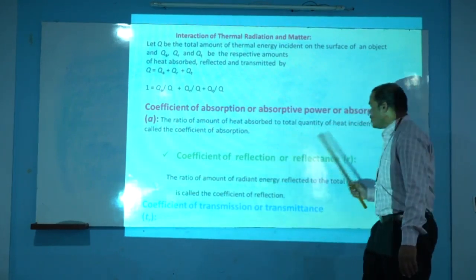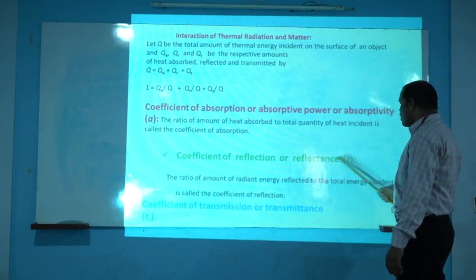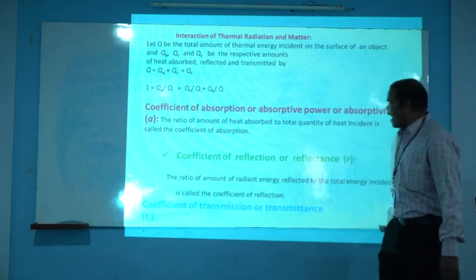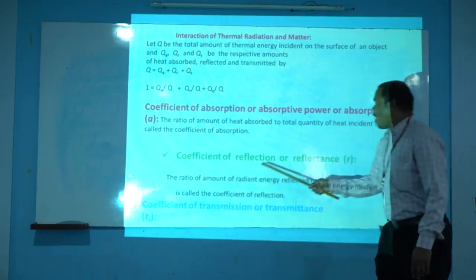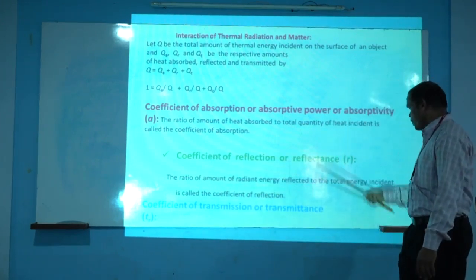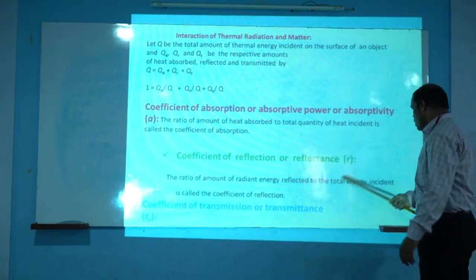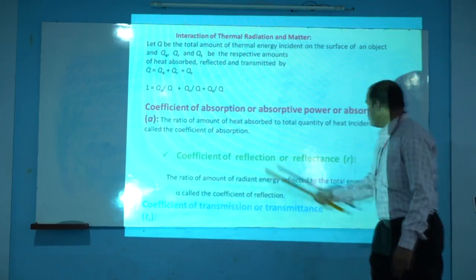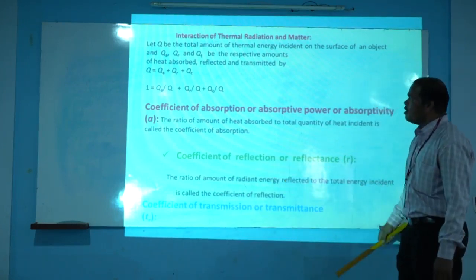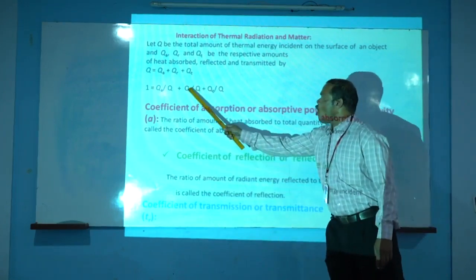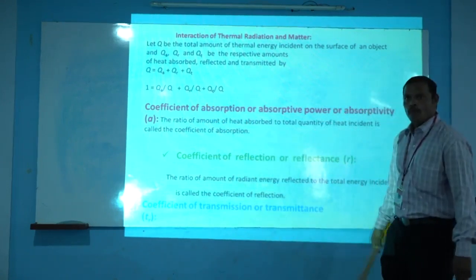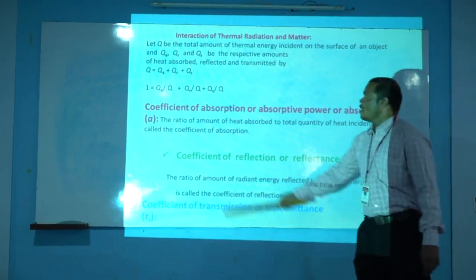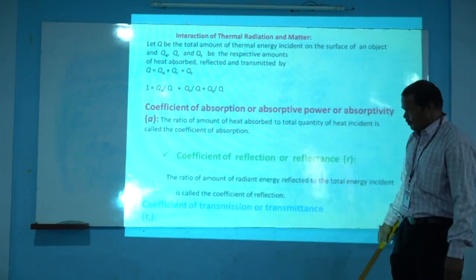Secondly, we define the coefficient of reflection, or reflectance. It is defined as the ratio of the amount of radiant energy reflected to the total energy incident. It is denoted by the letter small r. Small r is the ratio of QR to Q. QR is the amount of heat reflected by the body and Q is the incident heat.